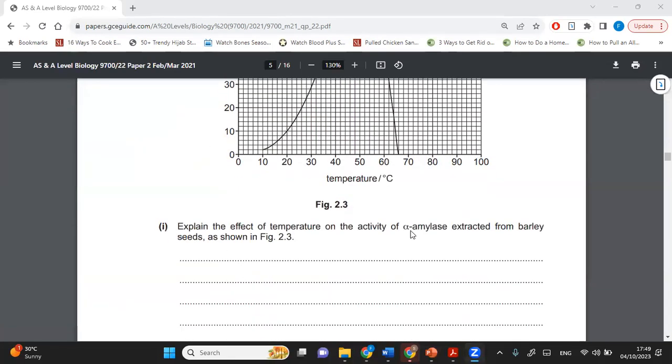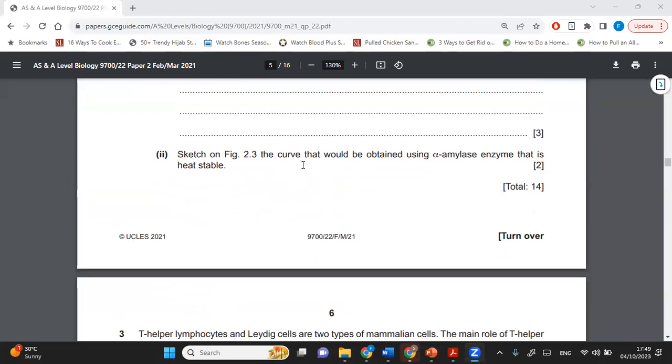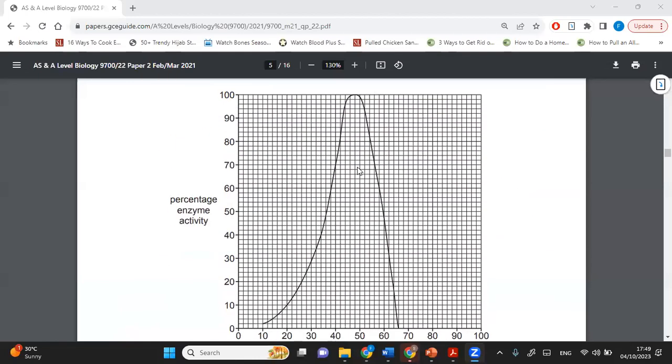After that, they are saying, sketch on figure 2.3 the curve that would be obtained using alpha amylase that is heat stable. So they're saying that we have an enzyme that is heat stable, right? What will the graph look like? So what the graph is going to look like is this, that you are going to see an optimum peak, maximum activity at a much higher temperature, right? My enzyme's optimum temperature will be higher because my enzyme is heat stable.